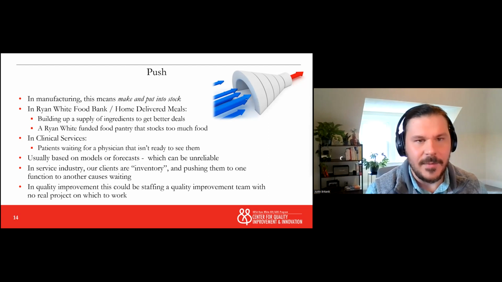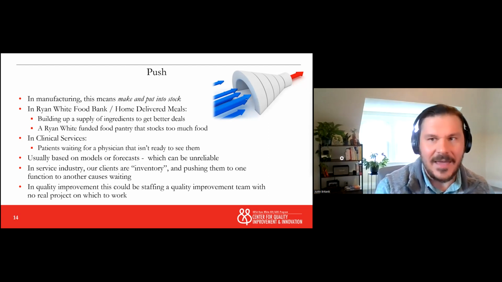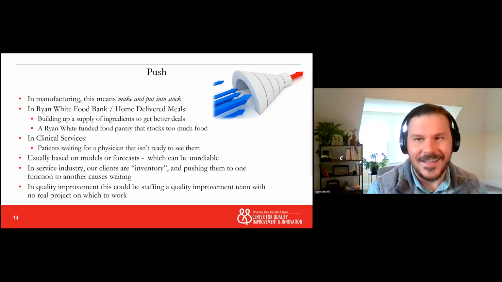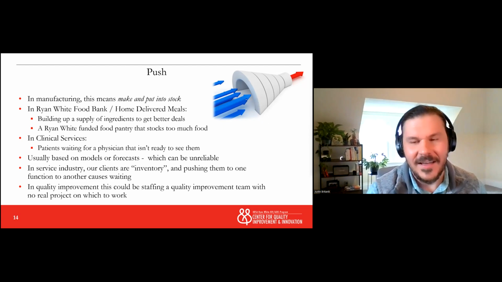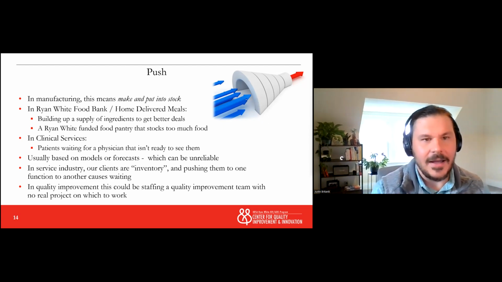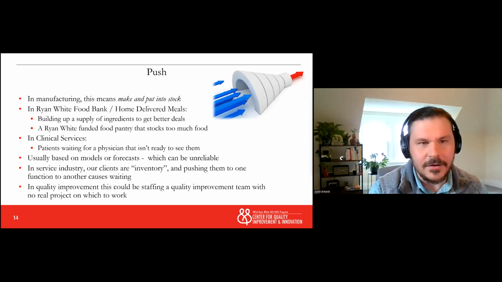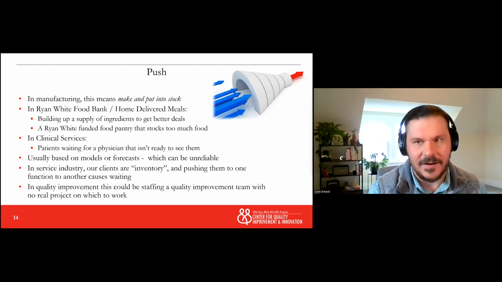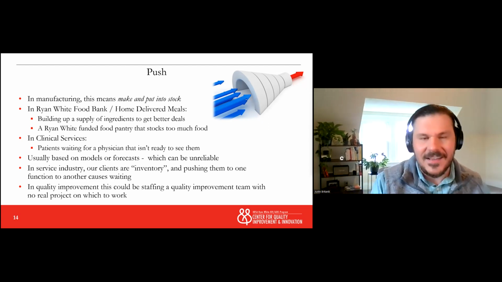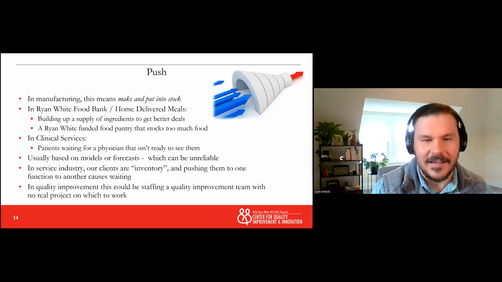So some examples here in food bank home delivery meals, it could be building up a supply of ingredients to get better deals. And then we might have some of these ingredients go bad. We may be taking up our storage room with tons of stuff. We may buy a ton of canned beans and then find out all our customers don't like beans and want less of them in their food bag, right? And then we have all these beans we don't know what to do with. It could be in clinical services, patients waiting for a physician that isn't ready to see them, that we're just taking from the front desk and getting out of that waiting room, and then they're just sitting in an exam room. So we're just pushing them from one place to another.